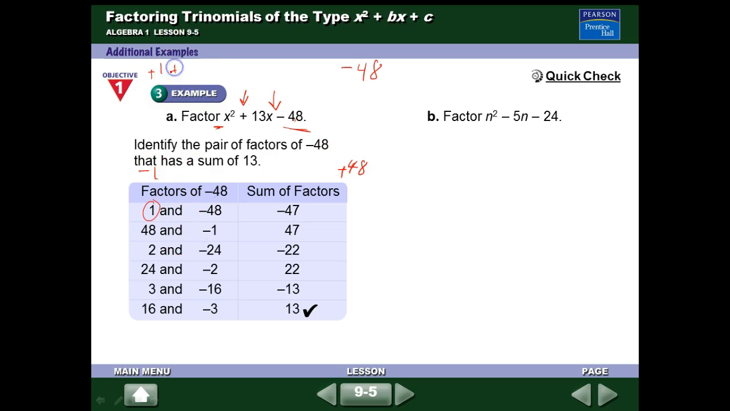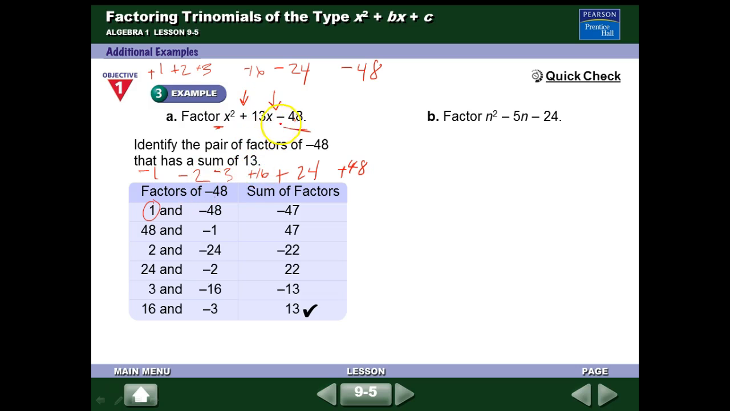Now I have a positive 2, let's go negative 24. We're down here, let's go negative 2 and a positive 24. Now let's go 3 and a positive 3, negative 16. Where let's go negative 3, positive 16.